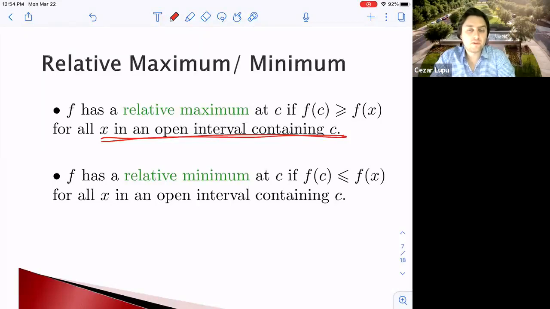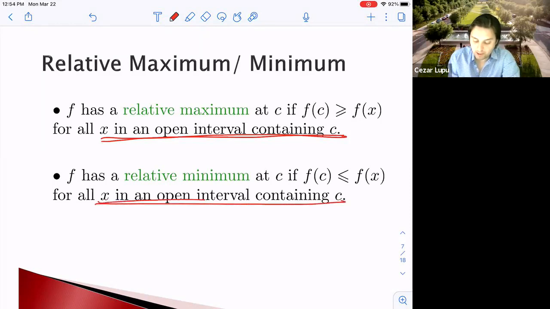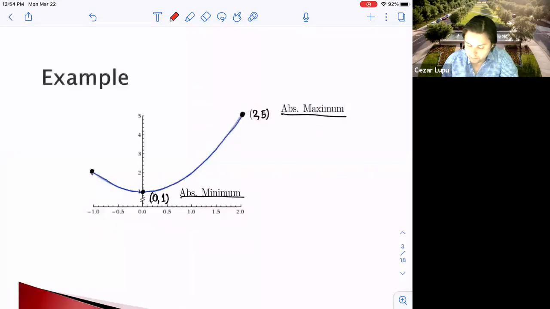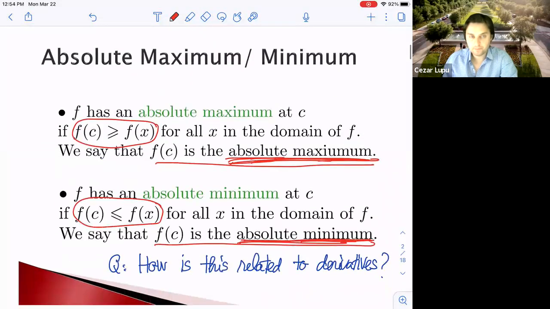And also, the other way around happens if we say that f has a relative minimum at the point c, if f of c is less than or equal to f of x for all x in an open interval containing c, right? The same thing. And now let me go back again to the definition. I want you to distinguish between these two.